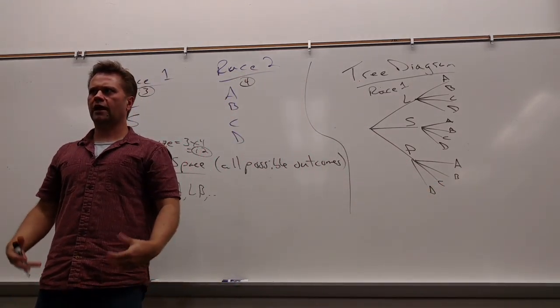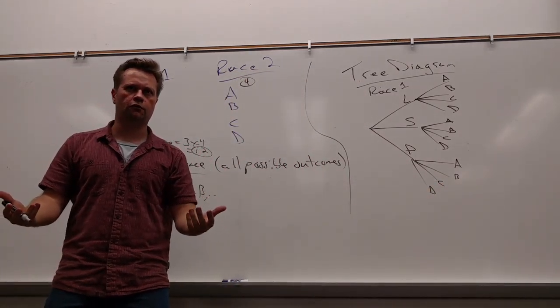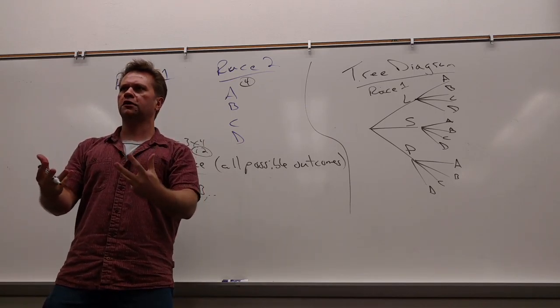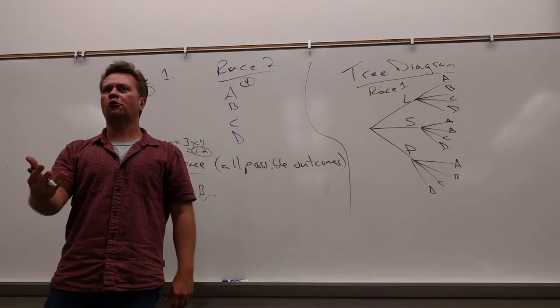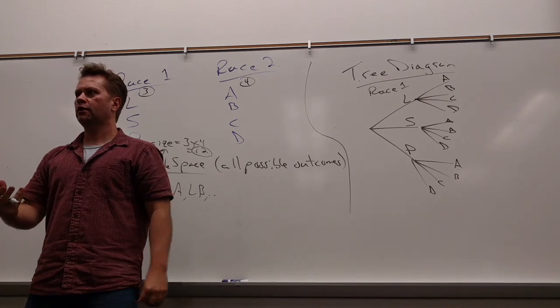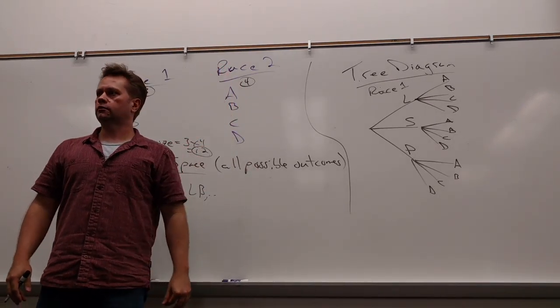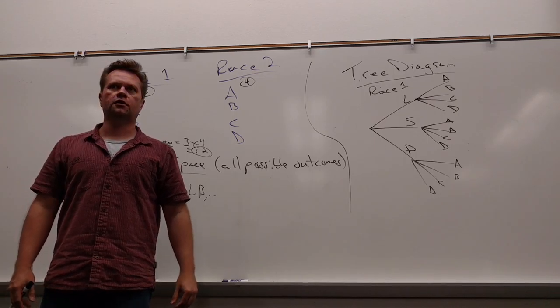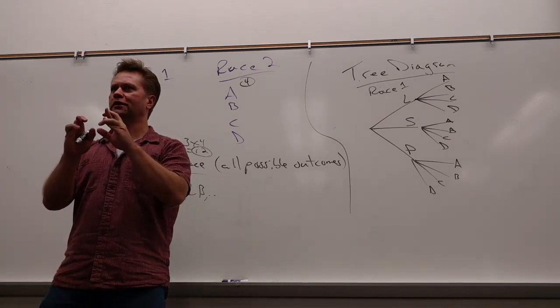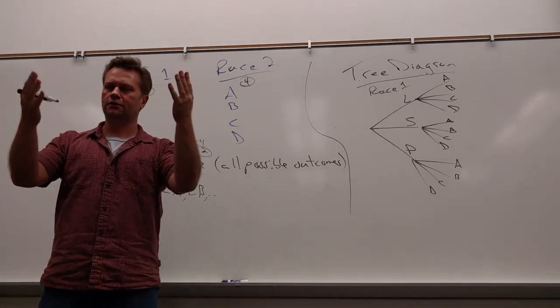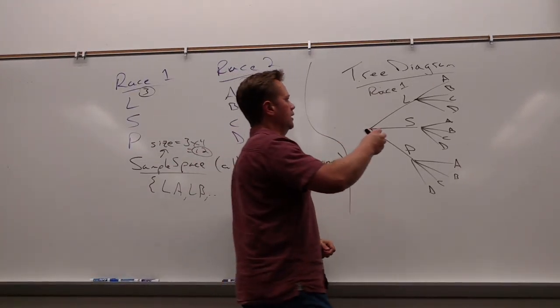Cool. So the idea of a tree diagram is very straightforward, very easy, but you can see how I add one more race on there, and that's like, holy crap. If I had a race three with five horses, no, thank you. So I think I tried to assign homework today and get too crazy, because that just gets to be busy work.